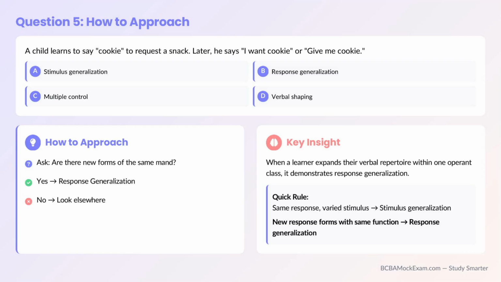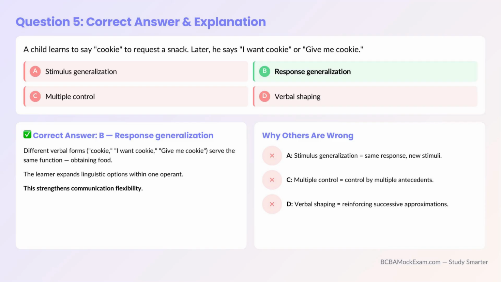Yes, different ways to ask for the same thing. When a learner expands their verbal repertoire within one operant, it's response generalization. Same function, new expressions. That's what we aim for in language flexibility. The correct answer is B, response generalization.